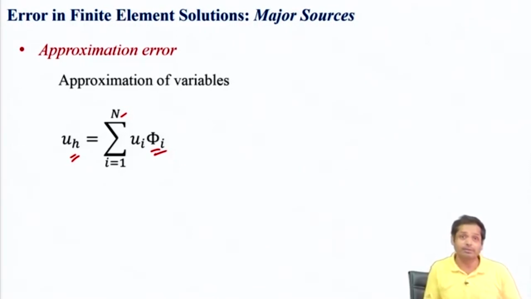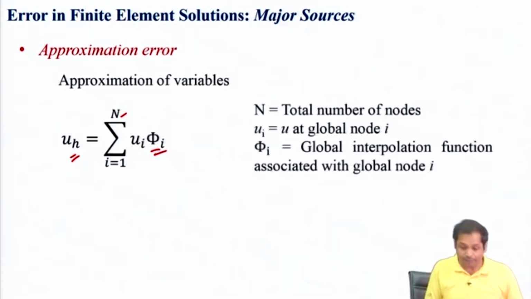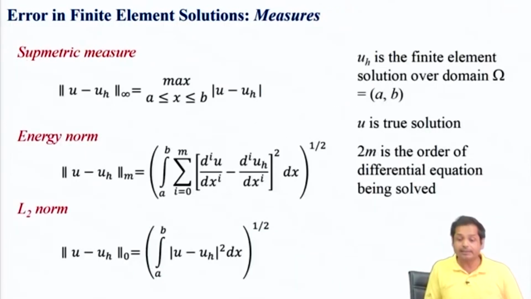What are the different measures we have for this error? So n is the total number of nodes, ui is the global node at u, the global node i, and phi is the global shape function. Let us see different measures of error. Derivation of this we will not go into detail.